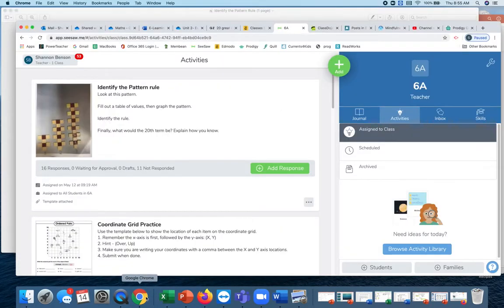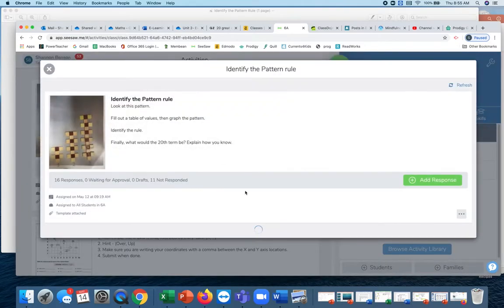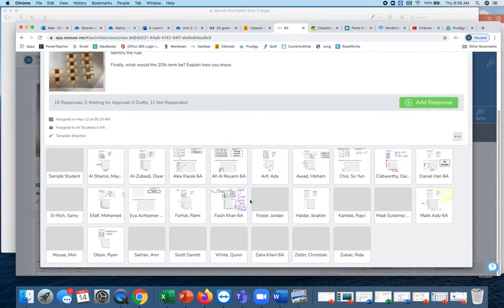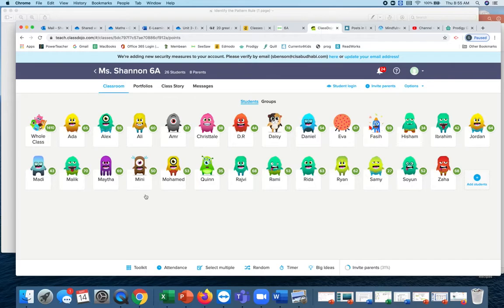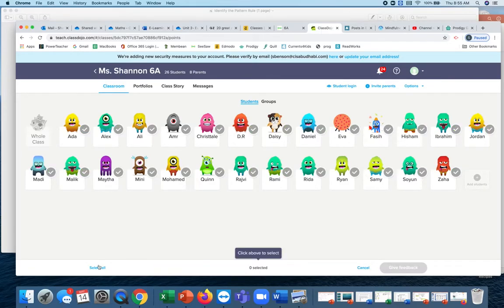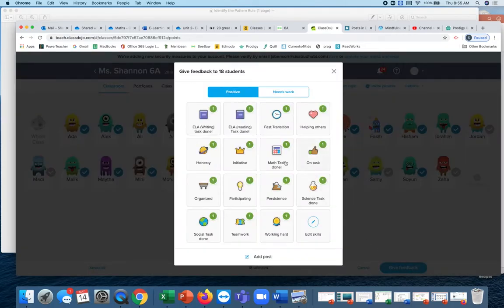Let me just see here. Okay. Most people have done it, just a few people have not. Sammy, Jordan, Rajavi, Maddie, Rita, Christelle, Zaha, Quinn, and Amber. I'm going to give people who did it a positive point. So everybody, Amber, Jordan, Zaha, Sammy, Rita, Rajavi, Quinn, and Maddie. The rest of you guys, very, very good.